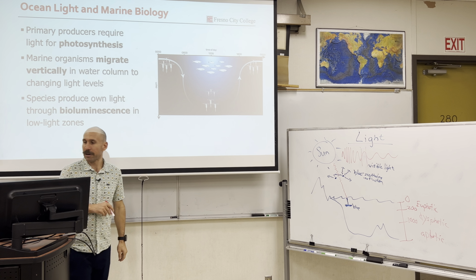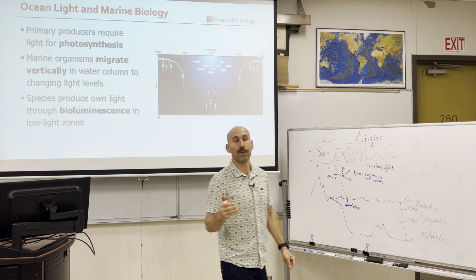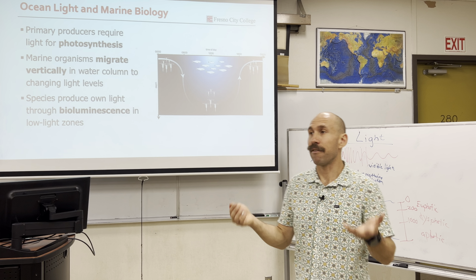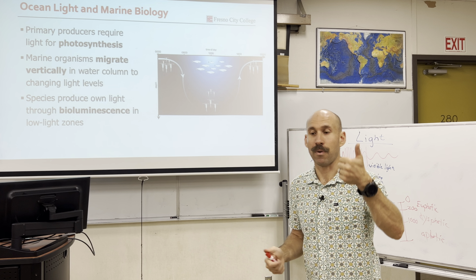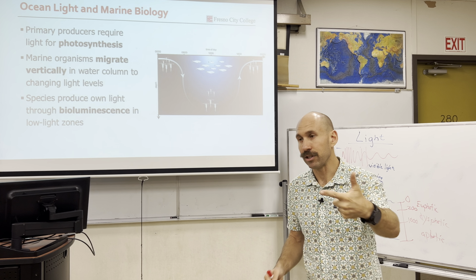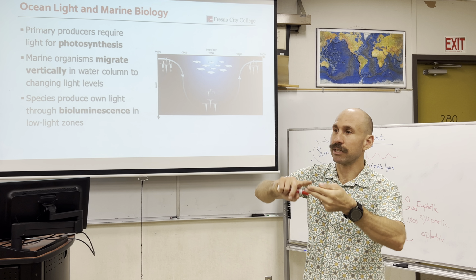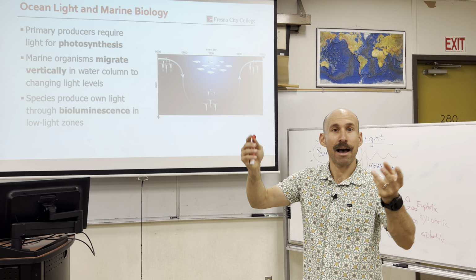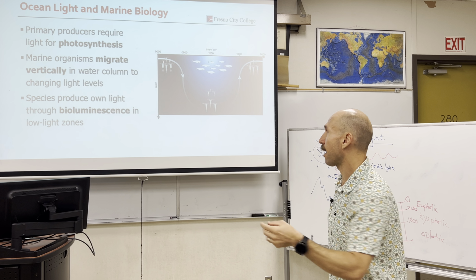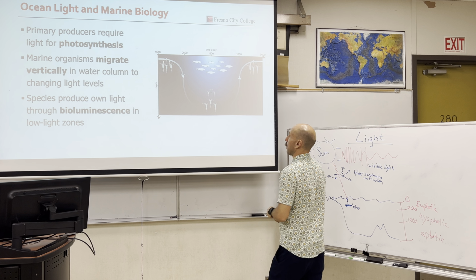So, primary producers need light for photosynthesis. This is the basis of the food web. Photosynthesis requires sunlight, oxygen, organisms need nutrients, bing, bang, pow, you have reproduction and primary productivity.